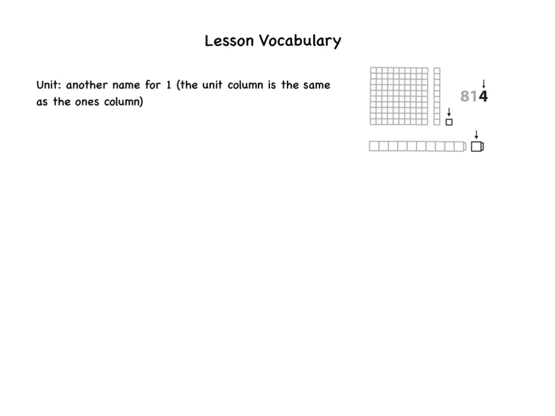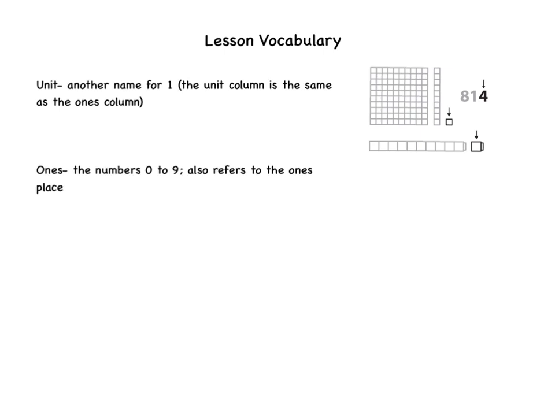First, let's look at some vocabulary that goes along with this lesson. Our first word is unit, which is another name for one, and the unit column is the same as the ones column. We can see this in our picture right here. 1 cube is 1 unit.